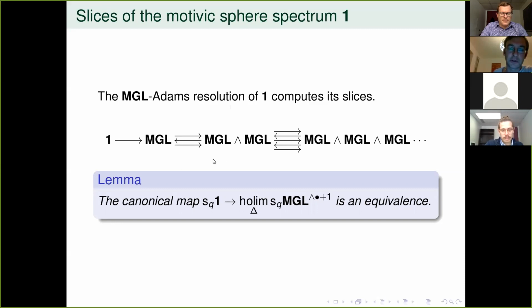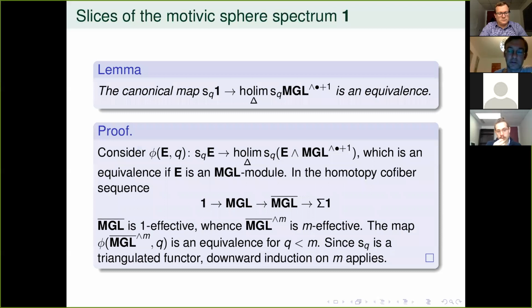And we have this diagram of which we can take the homotopy limit over the indexing category delta. And this induces a map of slices. So we can take the homotopy limit of the slices indexed over delta. And the induced map, this is an equivalence. This is the claim. And here's a proof. So look at this map for some motivic spectrum.